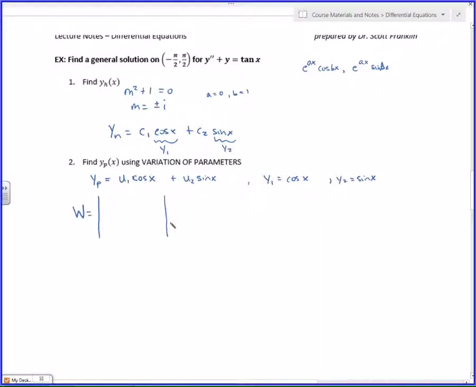What's the Wronskian for y1 and y2? Put them on the first row. What goes on the second row? The derivatives, negative sine x, cosine x. Forward diagonal minus back diagonal: cosine squared of x plus sine squared of x equals 1. That's easy.